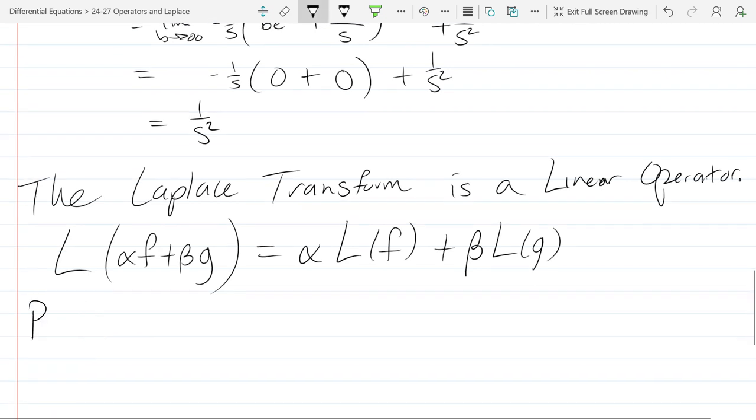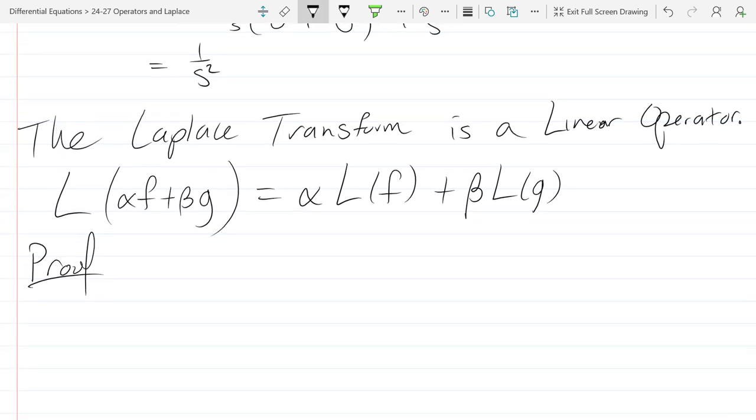So let's prove that quickly. I think it should be very easy to prove. Here, alpha and beta are just real numbers, so they're constants.